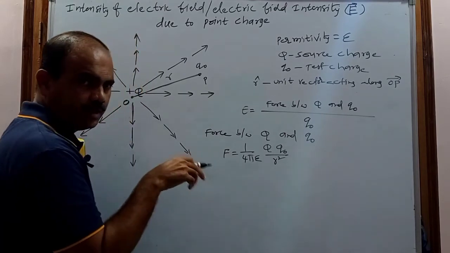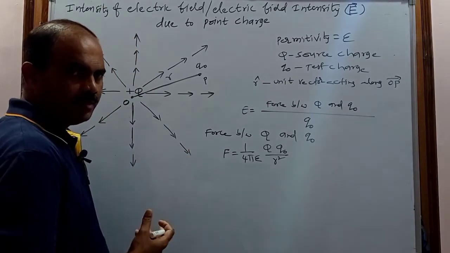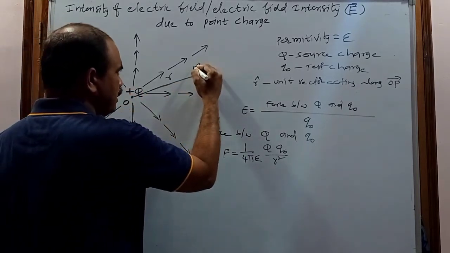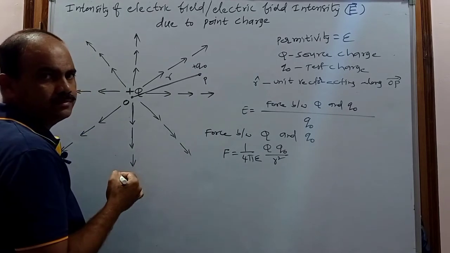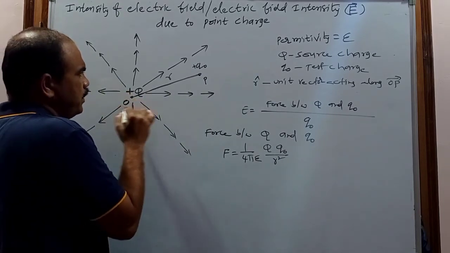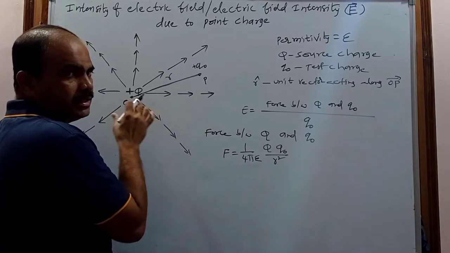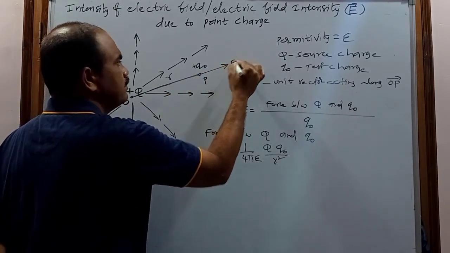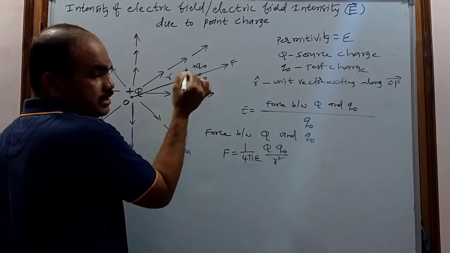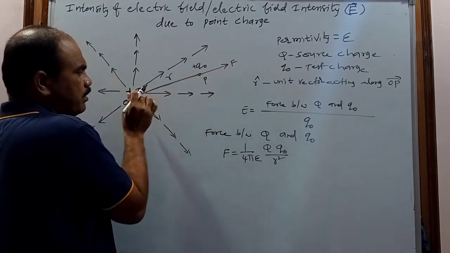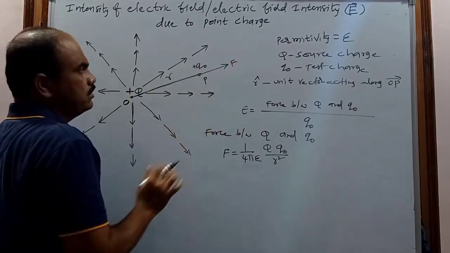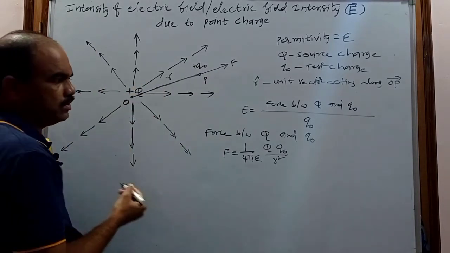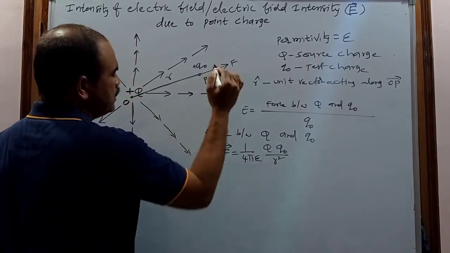Force is a vector, but in which direction does it act? This source charge is a positive charge, and consider the test charge is also a positive charge, so they repel each other. When they repel each other, the force acts along this direction. If the test charge is positive, the force will be away from the source charge. If the test charge is negative, it will be towards the source charge. So now this F bar will act along OP bar.